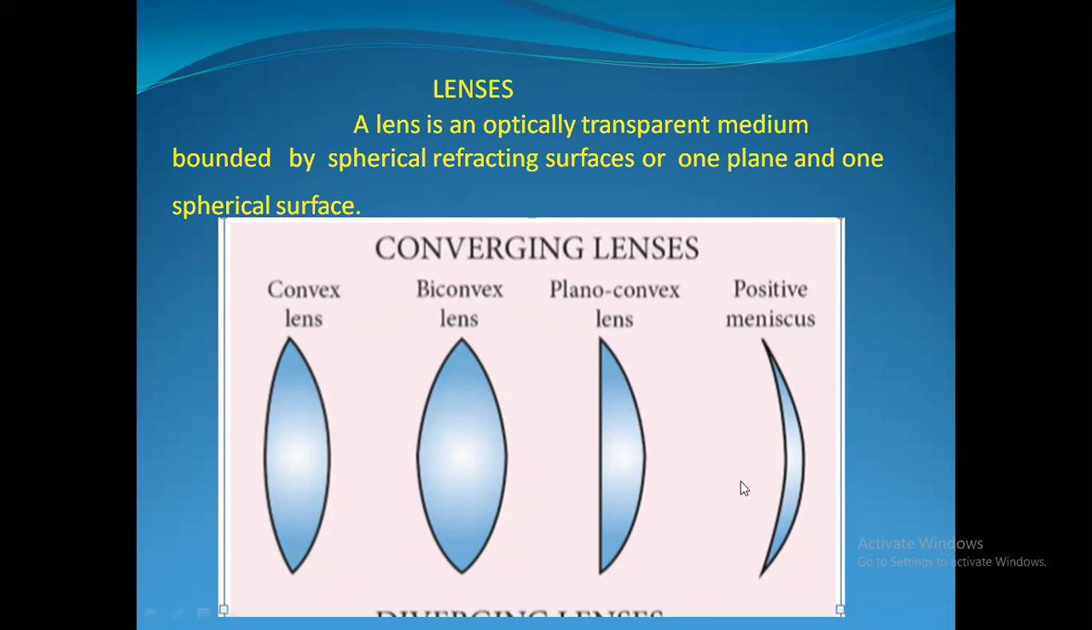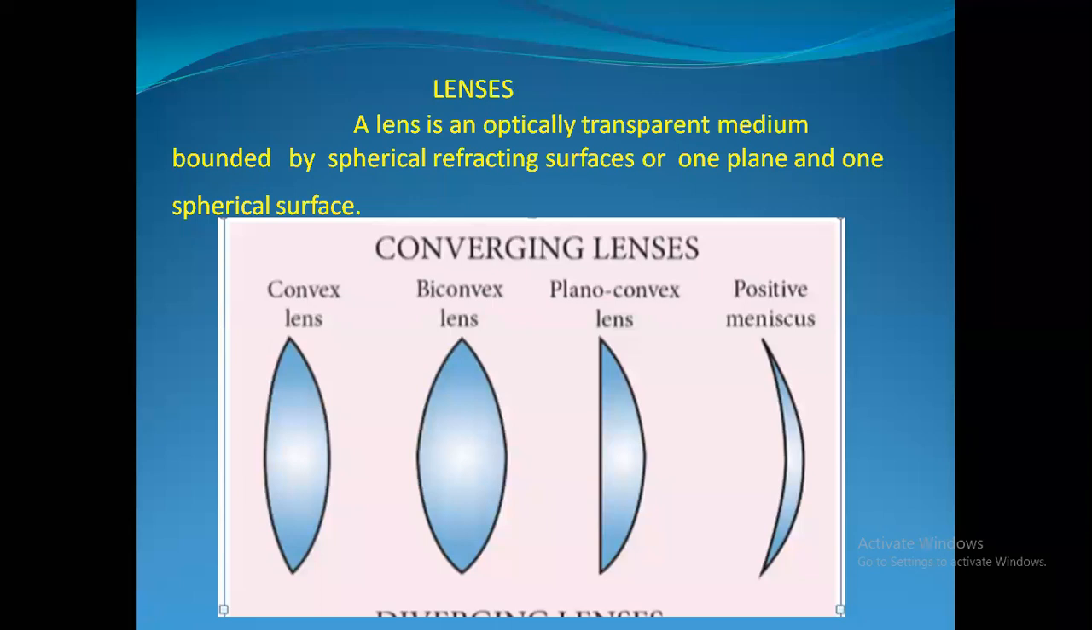The next one is the positive meniscus. What is positive meniscus? The outward of the lens is the refracting surface, not inwards. In the convex lens, the outward surface is the refracting surface. So this meniscus is called the positive meniscus. Understand? This is one type of lens.